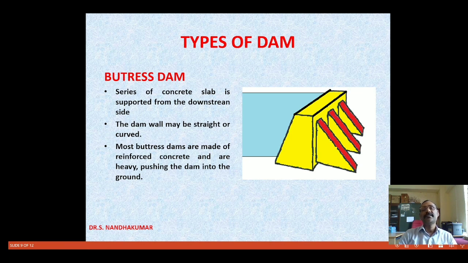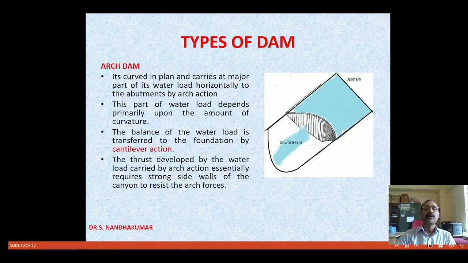Now we can understand that the first case is triangular in shape. This one has supporting structures. A series of supporting structures is present on the downstream side, supporting the main structure. This is a better dam.